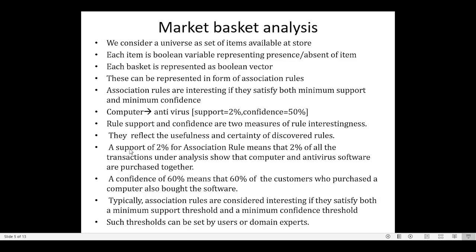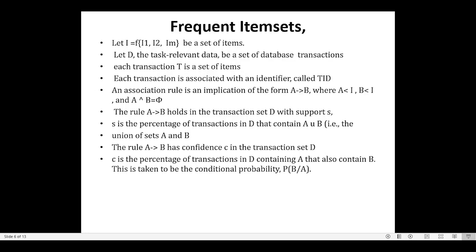So try to understand this. A support of 2% means that in 2% of all the transactions under analysis, the computer and the antivirus software are purchased together, whereas a confidence of 60% means that 60% of customers who purchased a computer also bought the software. Typically, association rules are considered interesting if they satisfy both a minimum support threshold and a minimum confidence threshold. Such thresholds can be set by users or domain experts.